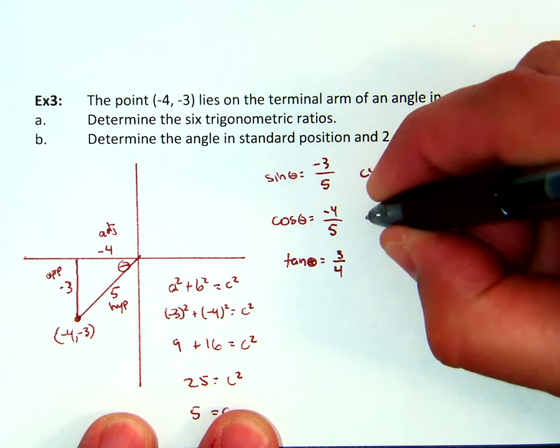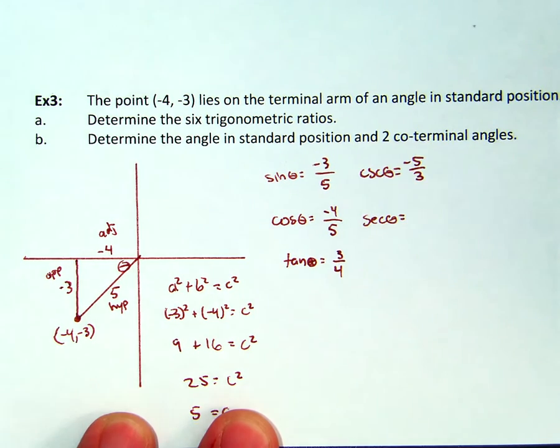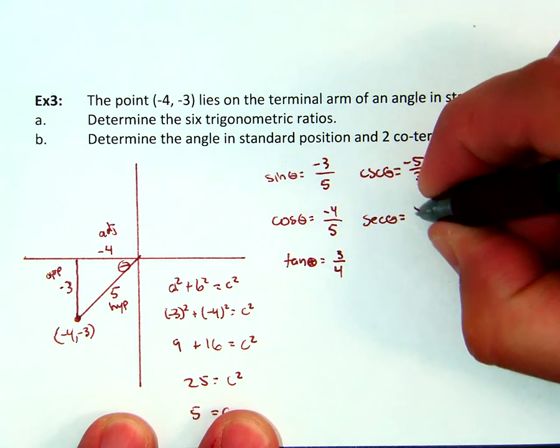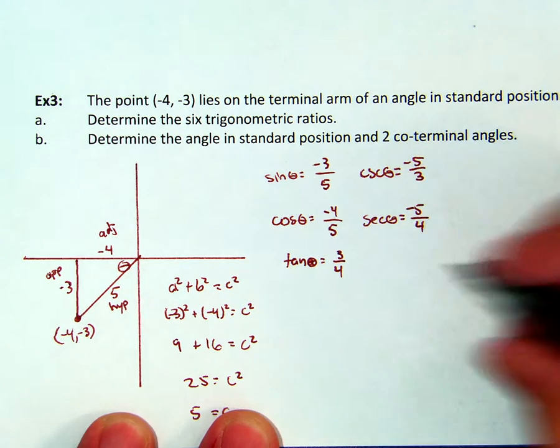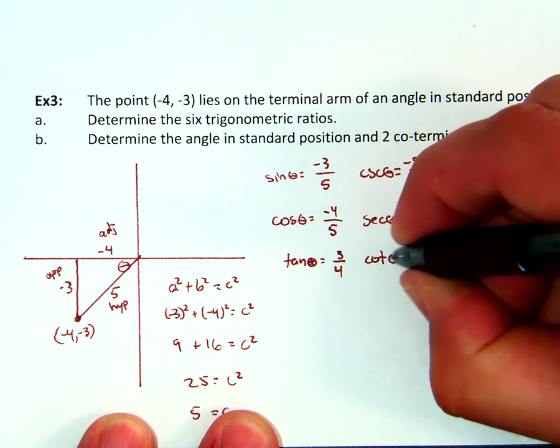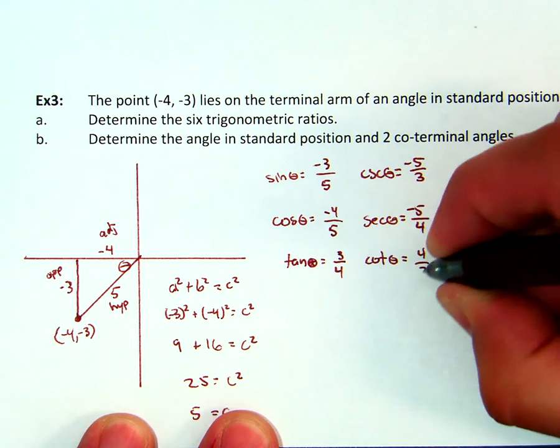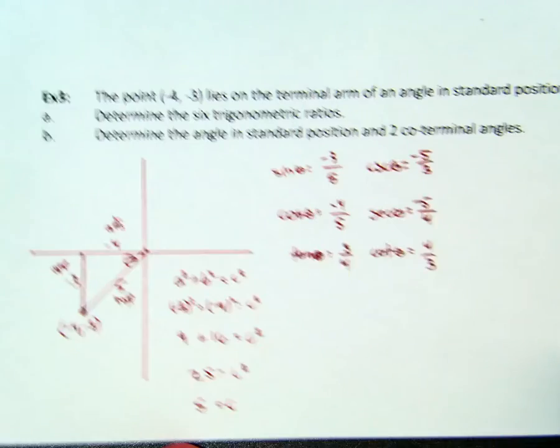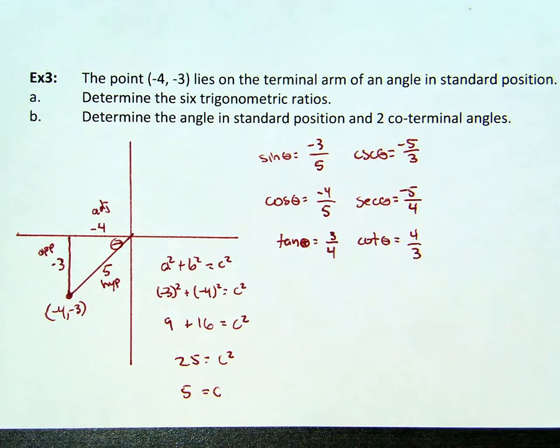For cos, it would be the reciprocal of secant theta. So it would be negative 5 over 4. And for tan would be cotan. So cotan theta will be 4 over 3. So there's the 6 trig ratios. And so that's part A.